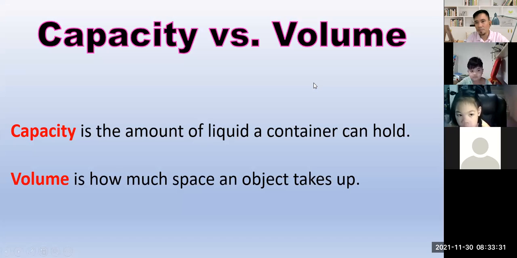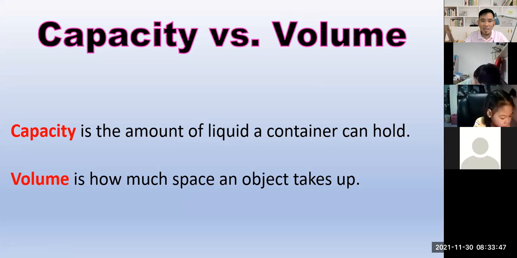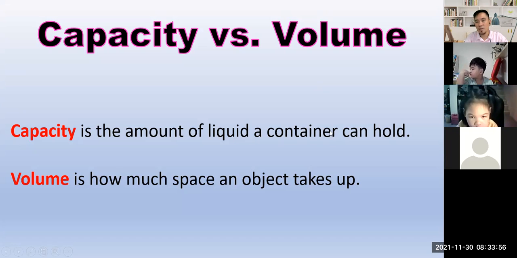Capacity is the amount of liquid a container can hold. If a container can hold up to 6 liters, that means the capacity of that container is 6 liters. Again, the capacity is the amount of liquid a container can hold. And volume is how much space an object takes up, or the liquid inside. The liquid inside is called the volume.